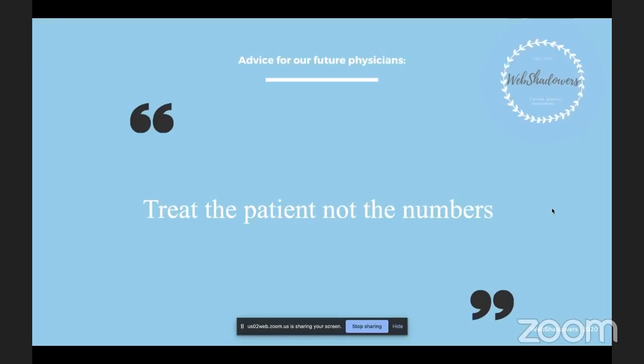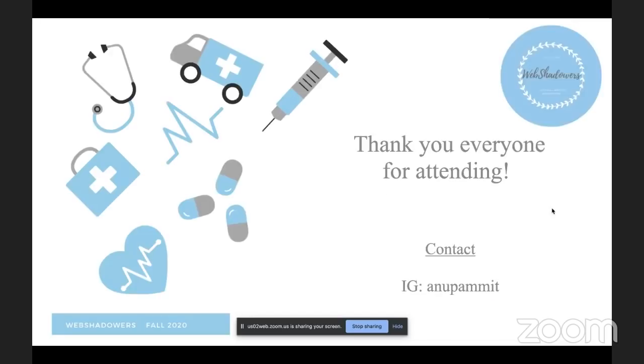Someone is in the hospital and their sodium's a little low or a little high, but they look fine. Well, at some level, you have to say, the patient looks okay, and the numbers aren't necessarily correlating with what I'm seeing on the patient. As far as how they're presenting, you treat the patient, not the numbers. I think that's the end.